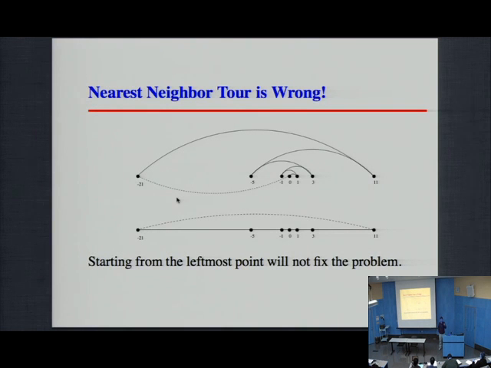Okay, let me now try some modification to it. Notice that with this problem, if I started on the leftmost point, and I say nearest neighbor, nearest neighbor, nearest neighbor, nearest neighbor, I'm going to get that one right? Does the nearest neighbor algorithm always work when I restrict it to the leftmost point? Can anyone give me a counterexample? Yeah?